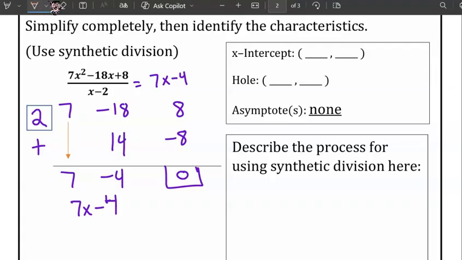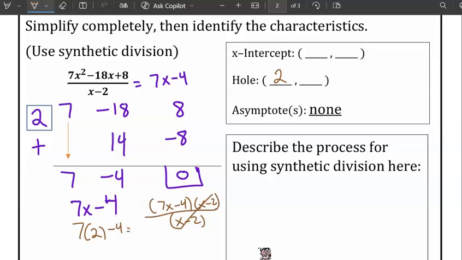We can rewrite this as parentheses 7x minus 4 times x minus 2 over x minus 2. The x minus 2's cancel out. So we're going to have a hole where x equals 2. Plug in 2 into the x on your simplified rational expression. 14 minus 4 equals 10. We have a hole at (2, 10).